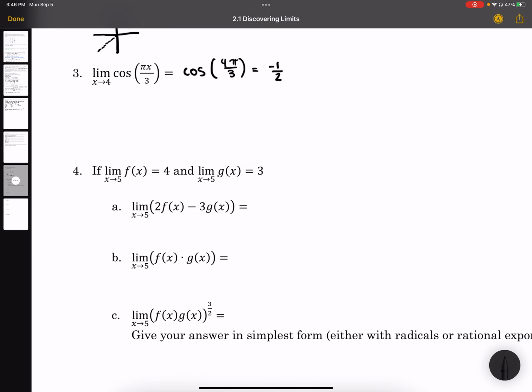For number 4, now we're getting into the properties of limits. We have the limit as x approaches 5 for f of x is 4, and the limit as x approaches 5 for g of x is 3. If we apply these properties, this is the same as the limit as x approaches 5 of 2 f of x minus the limit as x approaches 5 of 3 g of x.